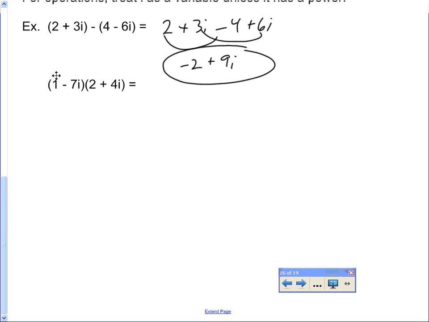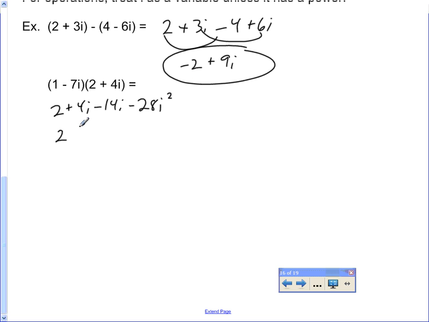When we multiply, we're going to do the same thing that we do when we multiply any other time. 1 times 2 is 2. 1 times 4i is 4i. Negative 7 times 2 is negative 14i. Negative 7i times 4i is negative 28i squared. There I've got a power on i. i squared is really negative 1.